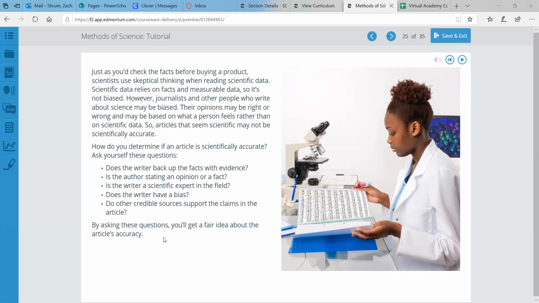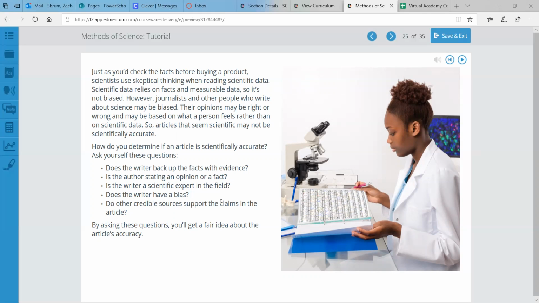But these are really good questions to ask when you're reading something or watching a video about a certain topic. Is the writer or person in the video using facts and evidence? Are they just talking about their opinion of something, or is it real? Is it a fact? Are they an expert in the field? Chances are, if someone is a scientific expert in the field, they are more familiar with science and talking about science. Does the writer have a bias? And do you know what a bias is?